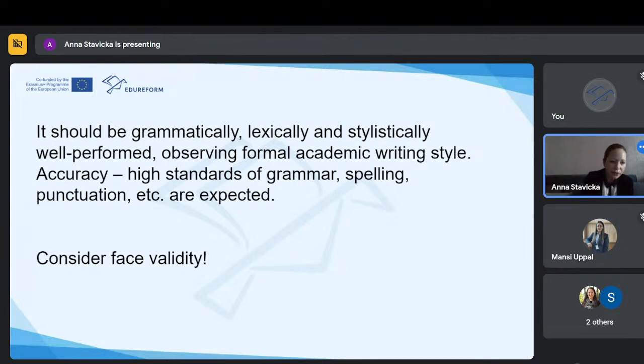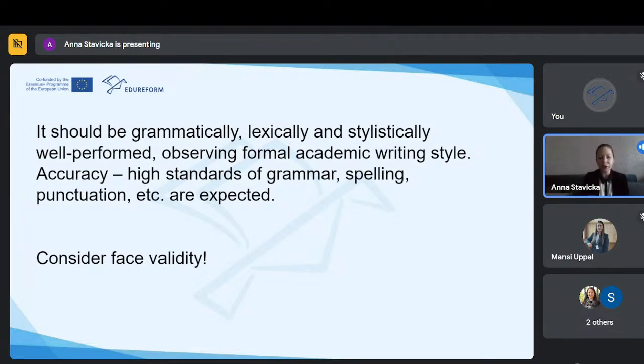Here I have a brief comment saying that you should consider face validity. Most probably all of you know what face validity is. It is the way it looks. So the way it looks, whether you have observed all the rules and whether you have met all the requirements as concerns the paper outline and layout. When I look at the paper, I should see that the author has invested time to comply with the requirements of some journal.